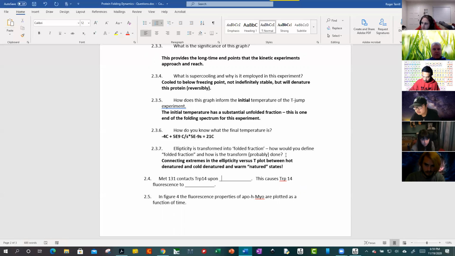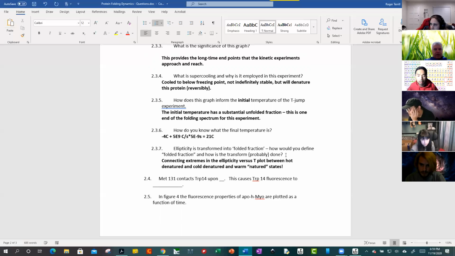So the methionine 131 contacts tryptophan 14 upon folding, and this causes tryptophan 14 to quench. That long lifetime component quenches.